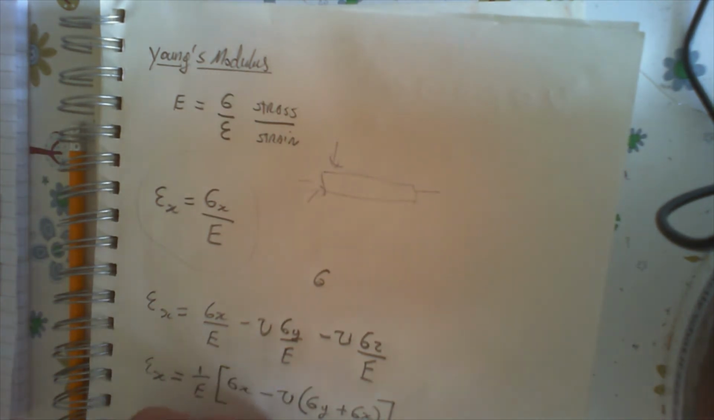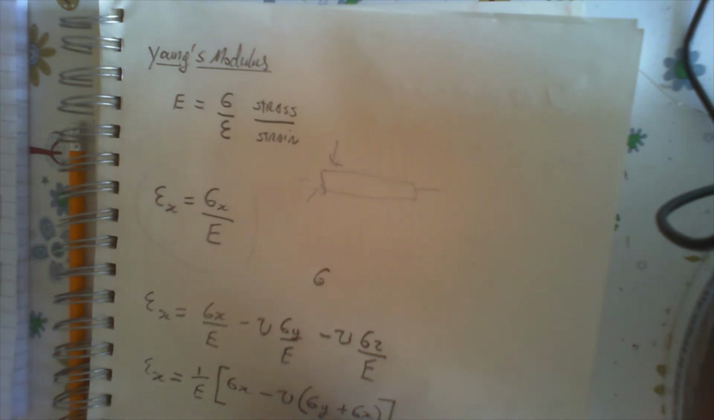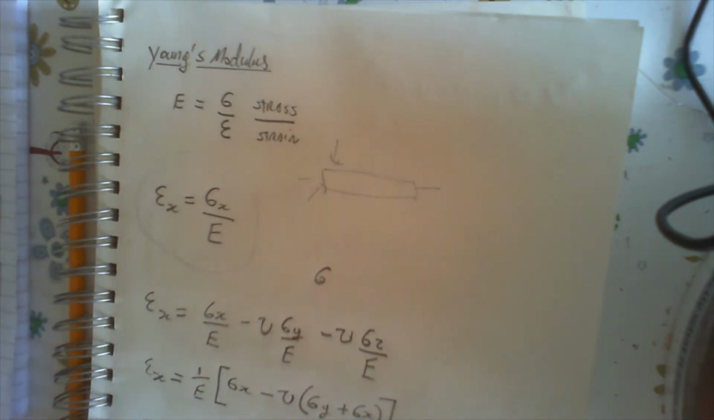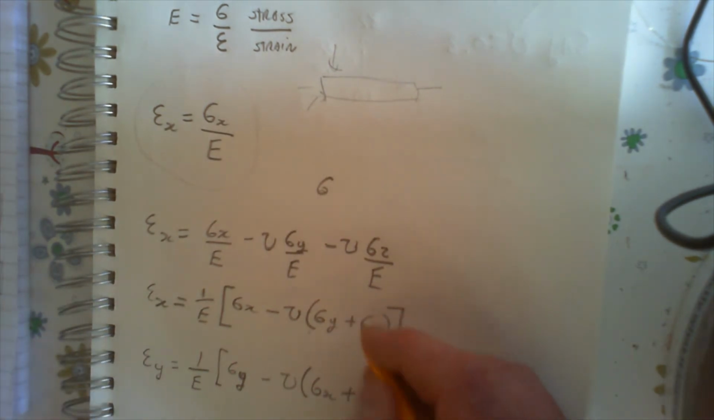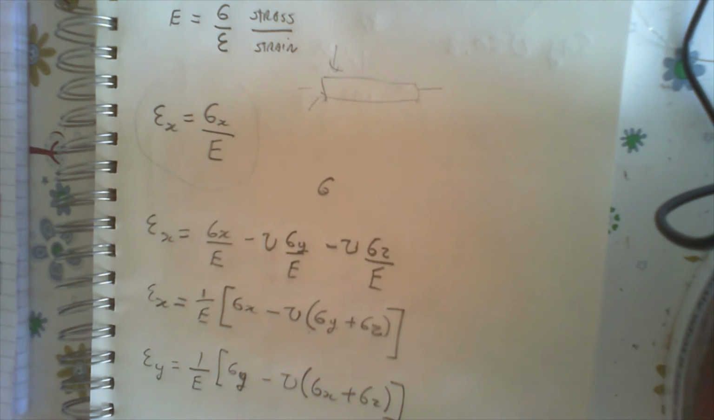And again, for the strain in the y direction, 1 over E, and it's just the stress of the y minus Poisson's ratio times the stress in x plus the stress in z, just the same as that one, basically, just looking at the different angles there. So obviously, sorry, that should be z there, that should be z there.